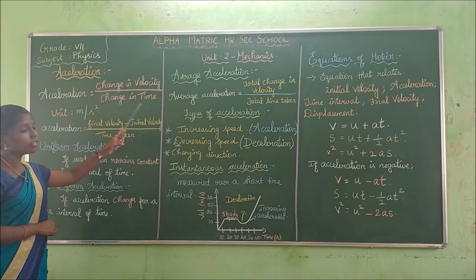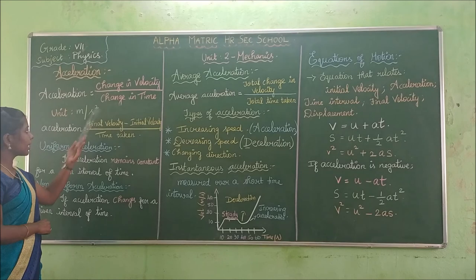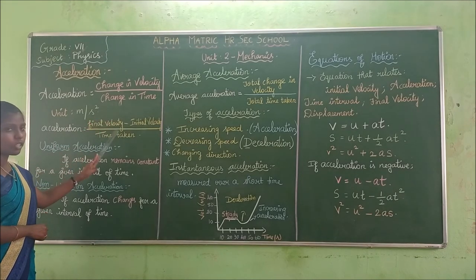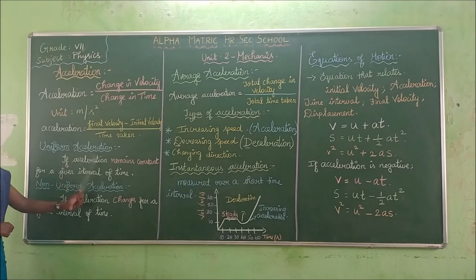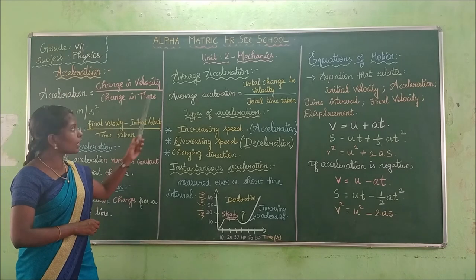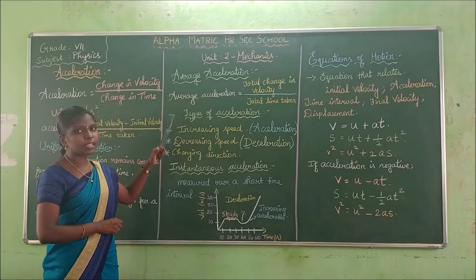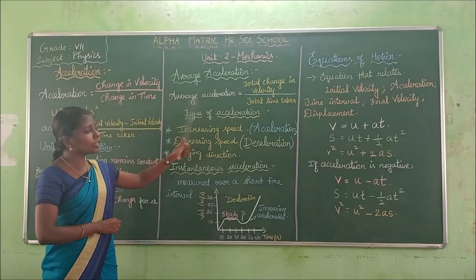We have seen what is acceleration. Acceleration is change in velocity by change in time. The unit of acceleration is meter per second square. Change in velocity is final velocity minus initial velocity. Next, uniform acceleration: if acceleration remains constant for a given interval of time, it is said to be uniform acceleration. Non-uniform acceleration is when acceleration changes for a given interval of time. Next, average acceleration is total change in velocity by total time taken.